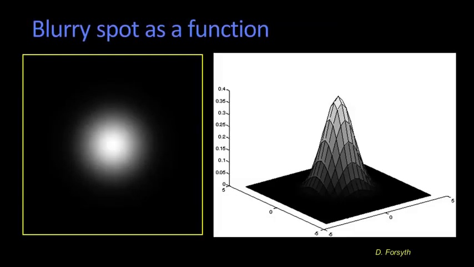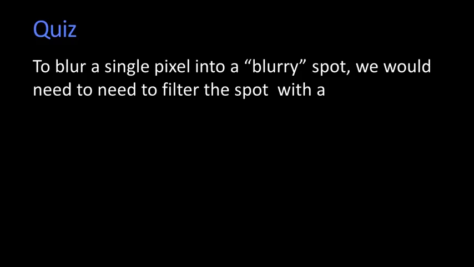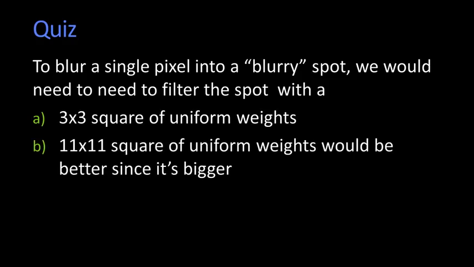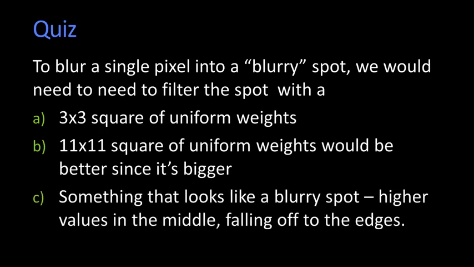And in fact, if we think of images as functions, I could take this image and I could plot it as this function. If I plotted that blurry spot, what kind of function would I get? Well, it would look something like here on the right. Thinking about this, if we wanted to blur a single pixel into a blurry spot, we would need to filter that spot with what? Is it A, 3 by 3 uniform weights? Is it B, an 11 by 11 square of uniform weights? C is something that looks like that blurry spot.